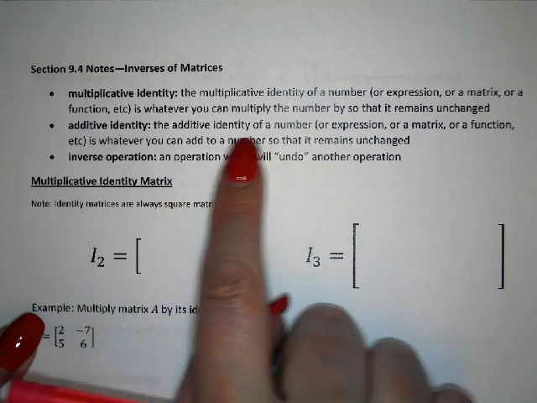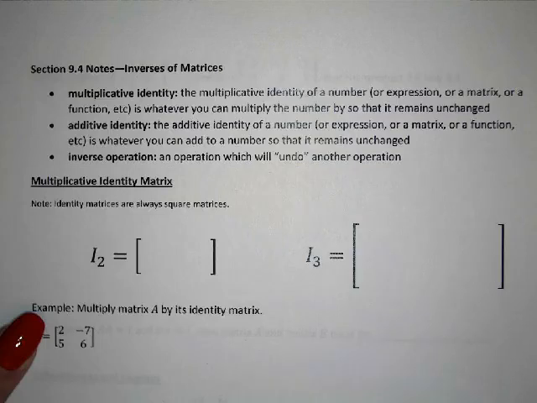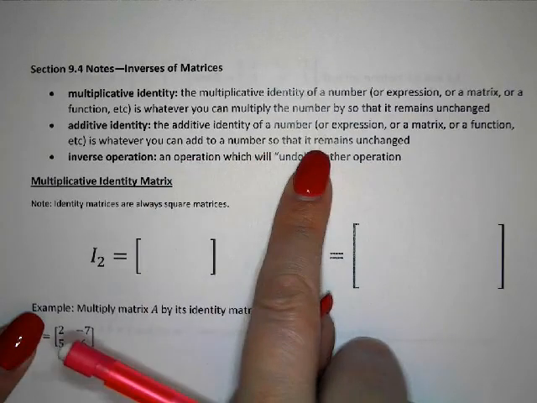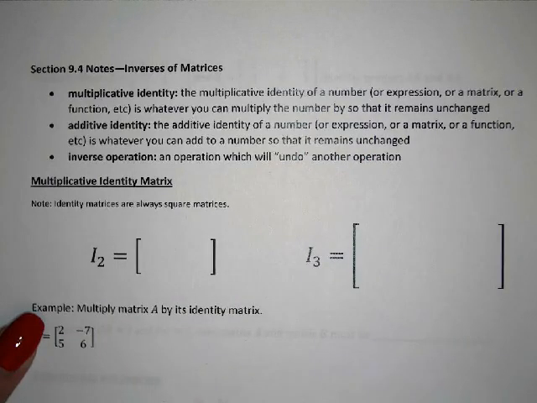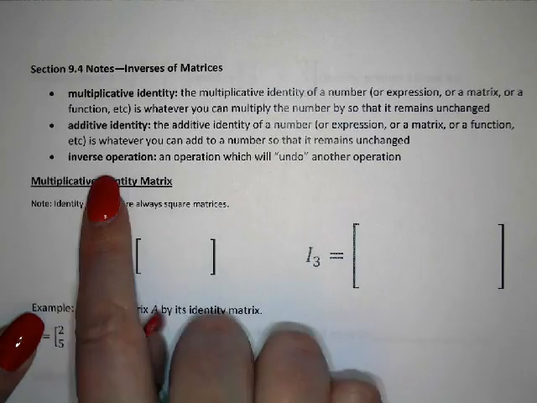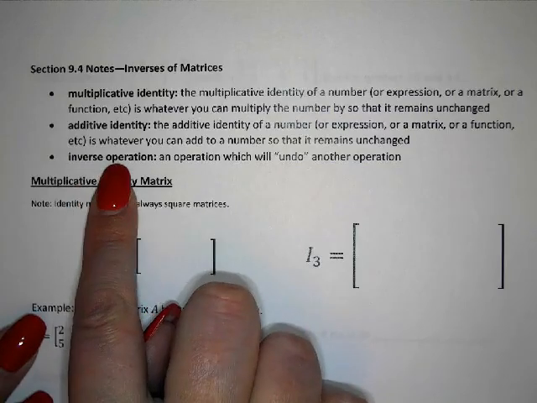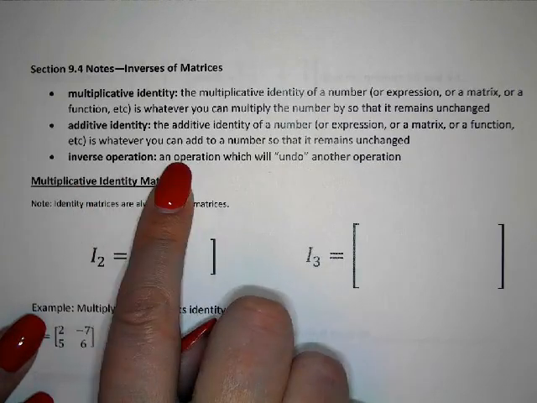The additive identity of a number, or matrix or function or expression or whatever, is whatever you can add to a number so that it remains unchanged. So the additive identity for numbers is 0. I can always add 0 to a number and that number is going to stay looking the way that it does.